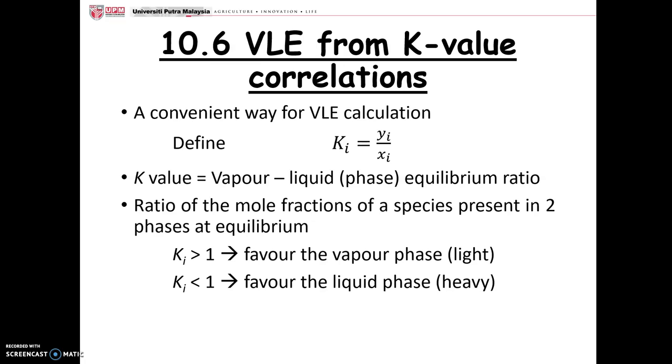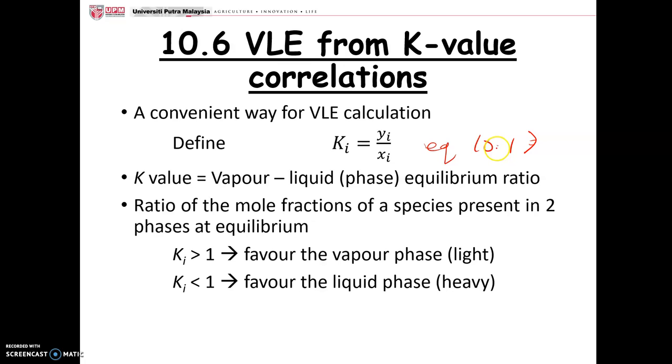If Ki is less than 1, it will favor the liquid phase, or the concentration of liquid could be higher. It means it is heavier, in the sense that there is more liquid. Yeah? So using the K, we can eliminate x and y. Instead of calculating both x and y, we just use another correlation, which is the K correlation.